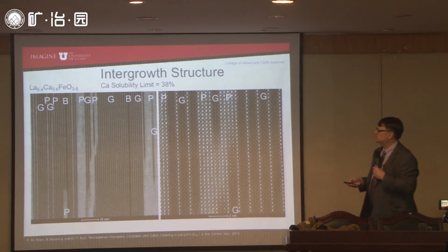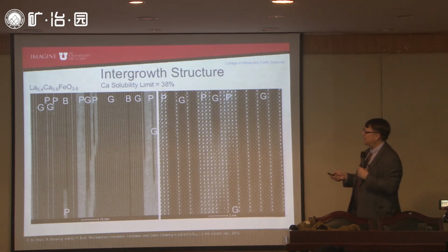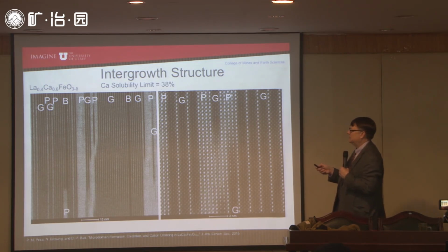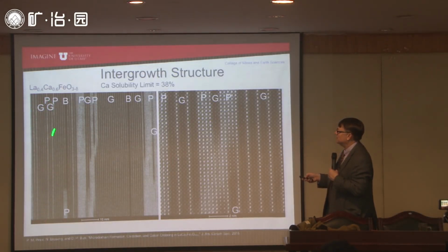So we're in a region where you'd expect to have perovskite plus brown millerite, perovskite plus Grignard phase, and maybe a little bit of brown millerite if you don't mix it right. So we have the Grignard phase, we have the perovskite phase, and in a few cases we have some brown millerite.